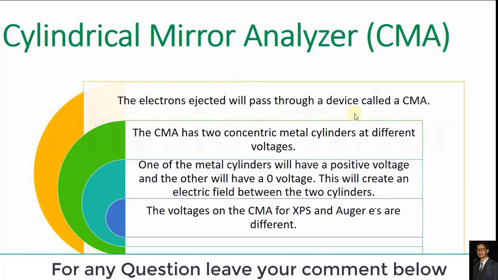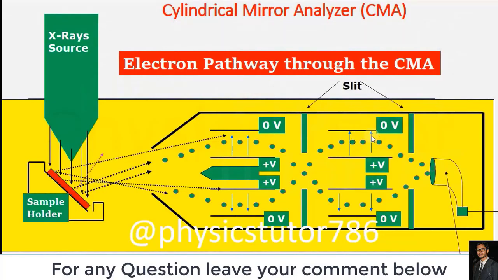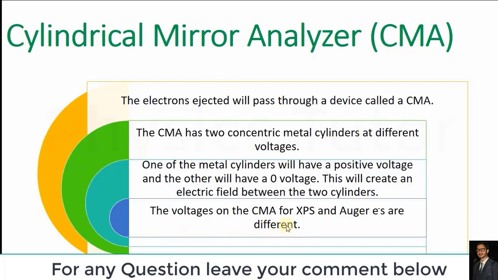They pass through a device called a CMA. The CMA has two concentric metal cylinders at different voltage. One of the metal cylinders will have positive voltage and the other will have zero voltage. This will create an electric field between the two cylinders. So the voltage on the CMA for XPS and Auger electrons are different. Here you can see in this diagram, the upper side is zero voltage and downward the voltage is high. So the voltage on the CMA for XPS and Auger electrons are different.